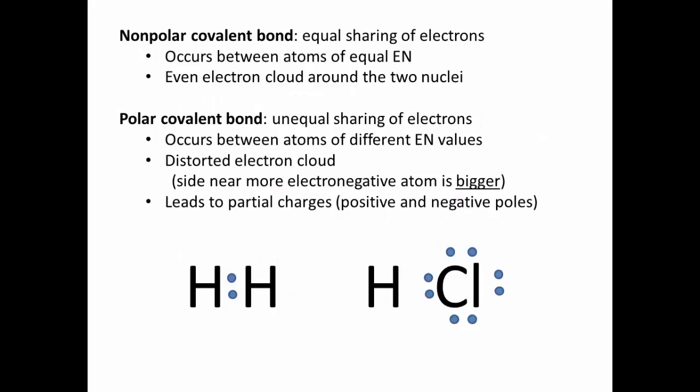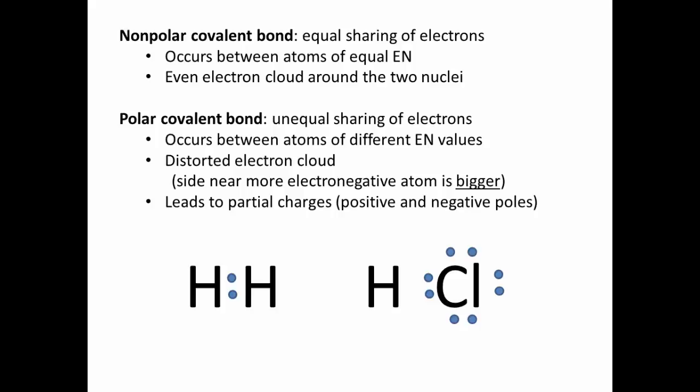Now let's take a look at how electronegativity affects individual bonds. When you have two atoms of very similar or equal electronegativity, like the first structure we see here, a covalent bond between two hydrogen atoms, you get an equal sharing of electrons. This means that the electrons effectively hang out between both atoms equally. We have what's called an even electron cloud.